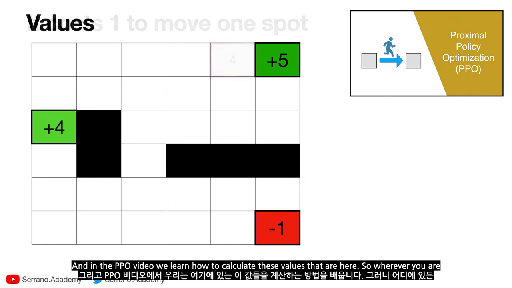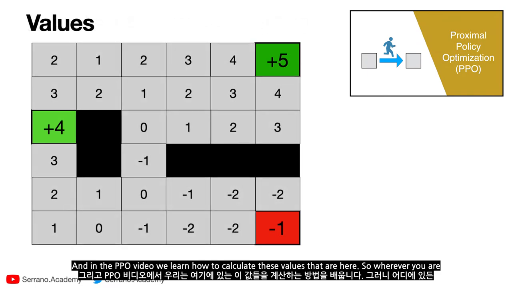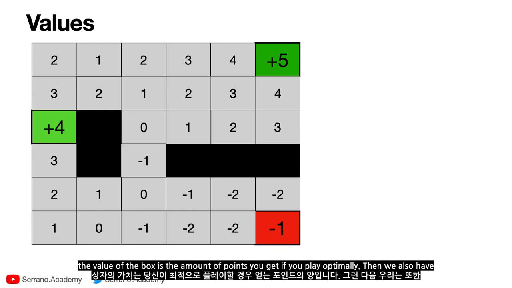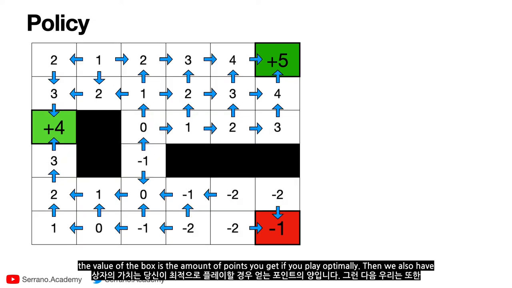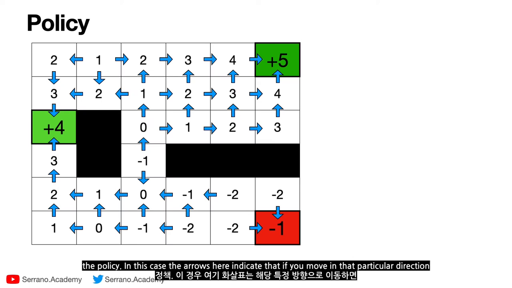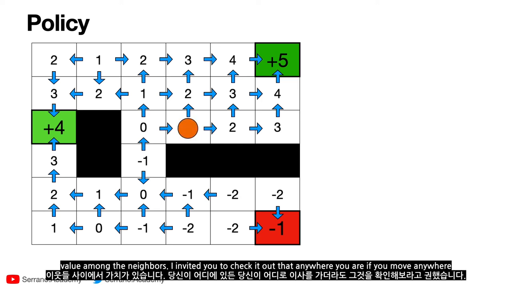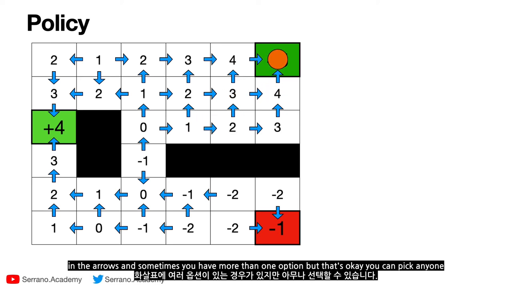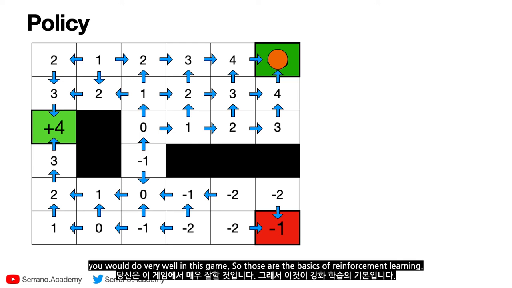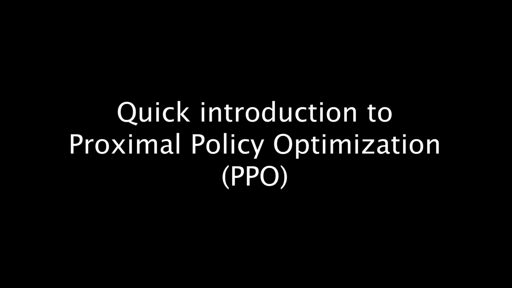And in the PPO video, we learned how to calculate these values that are here. So wherever you are, the value of the box is the amount of points you get if you play optimally. Then we also have the policy. In this case, the arrows here indicate that if you move in that particular direction, you are moving in an optimal way, because basically we move from any place to the place with the highest value among the neighbors. I invite you to check it out, that anywhere you are, if you move anywhere in the arrows, and sometimes you have more than one option, but that's okay, you can pick any one, you would do very well in this game. So those are the basics of reinforcement learning.